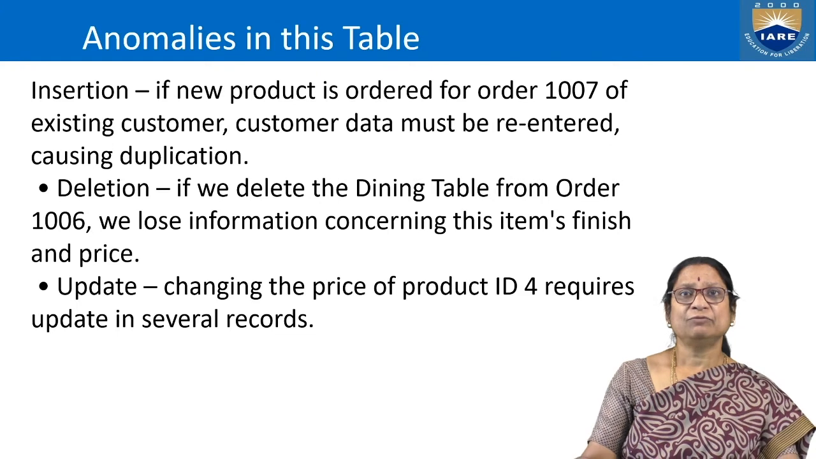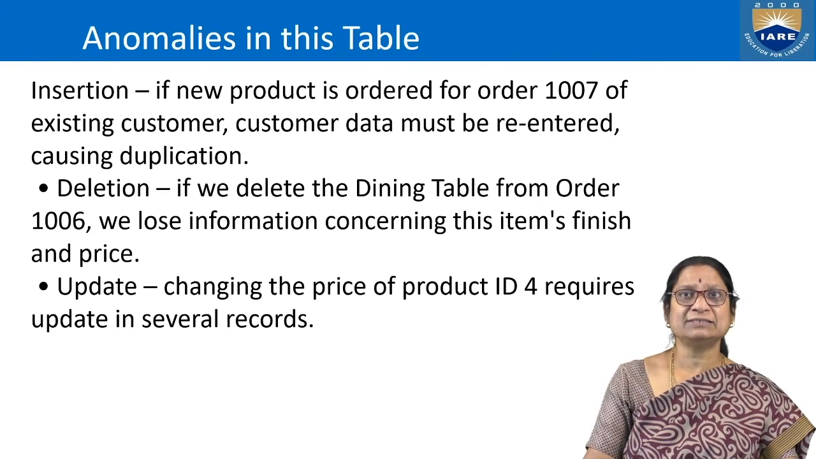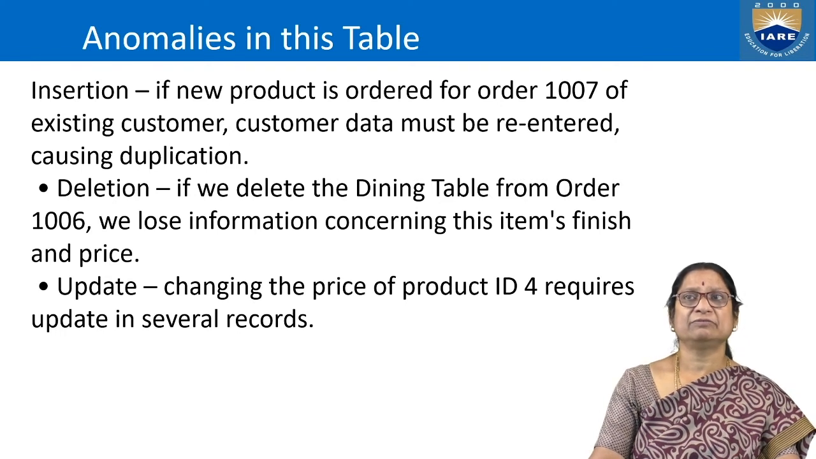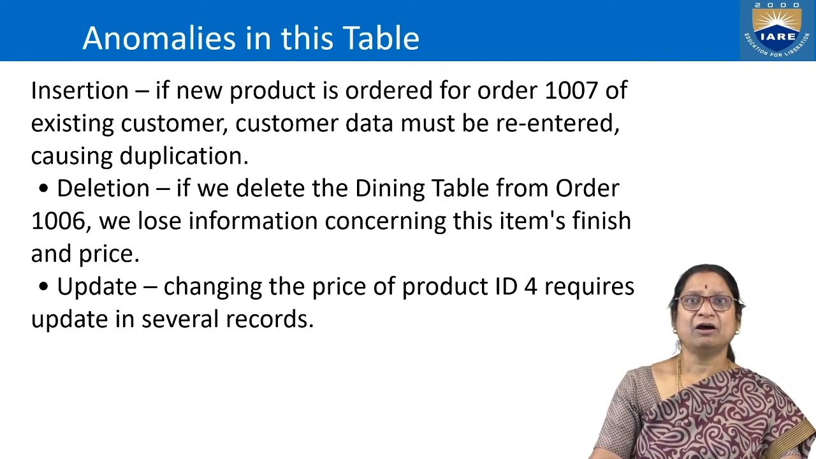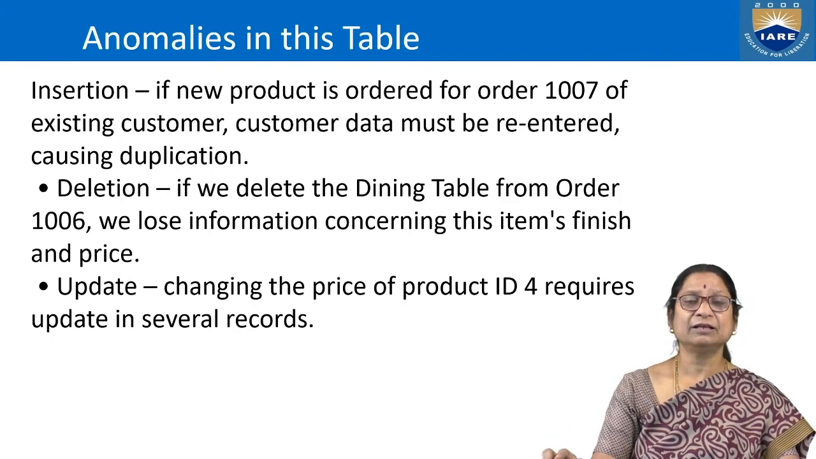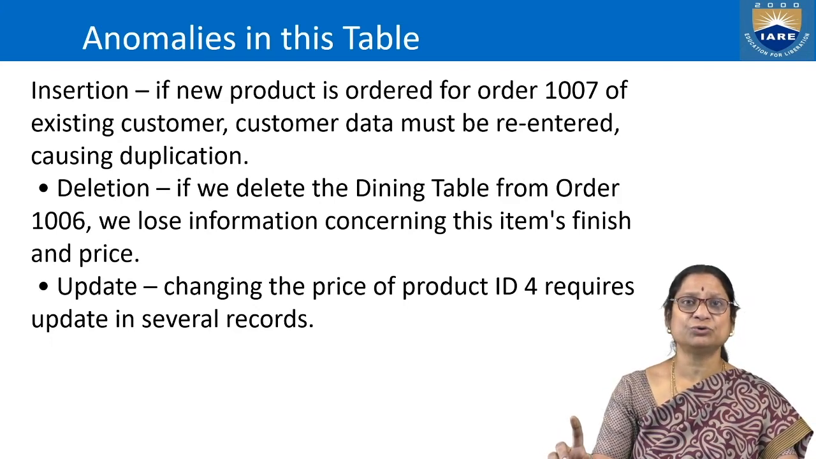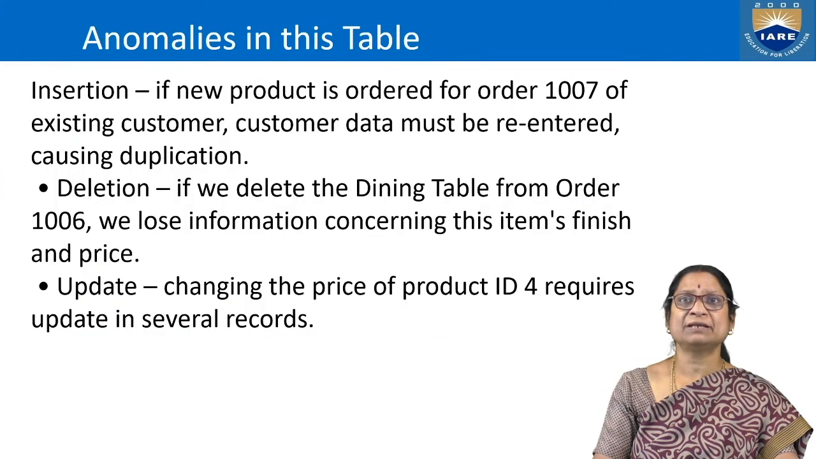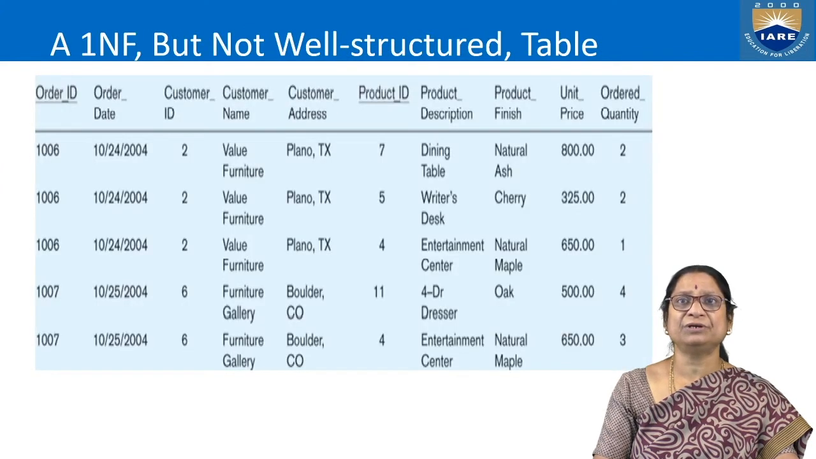What are these anomalies? We discussed them in the previous table. A new product is ordered for a particular order 1007 of an existing customer. Then we have to repeat the customer data. Again, we have to re-enter it, causing duplication. Just now I showed you customer number 2. For example, consider the fourth tuple, customer 6.